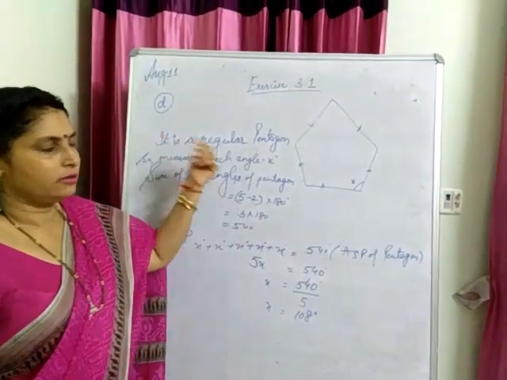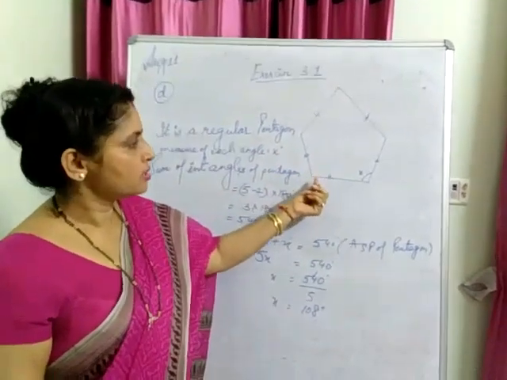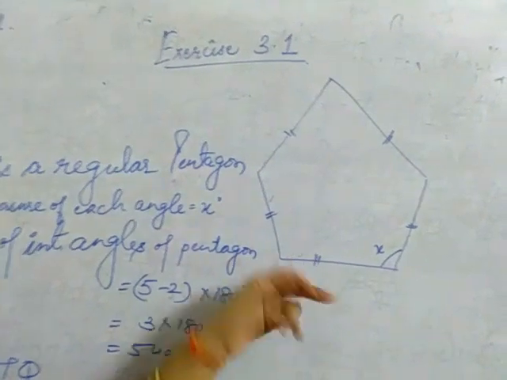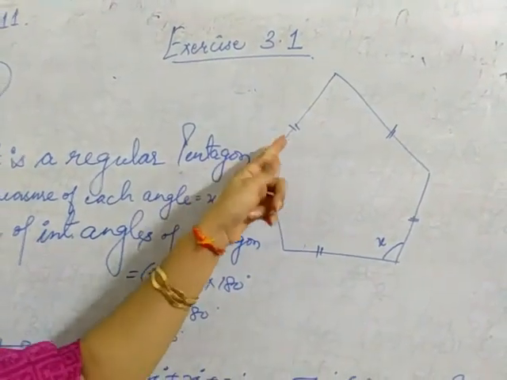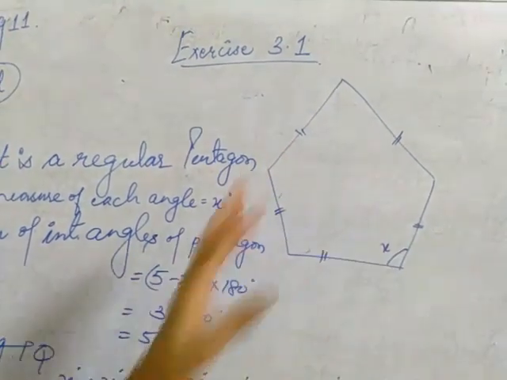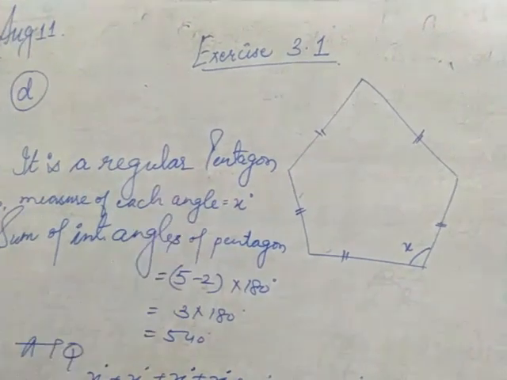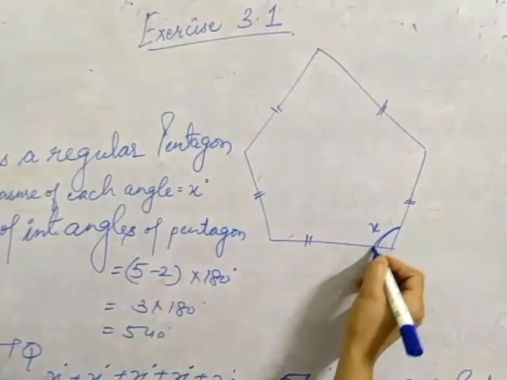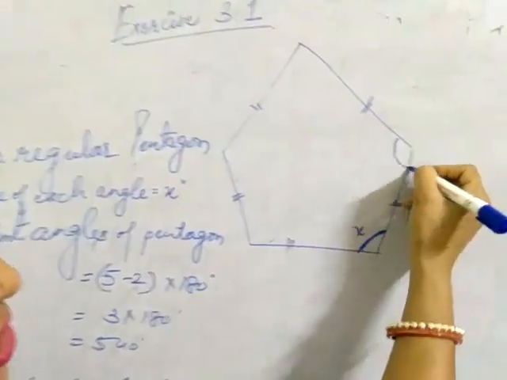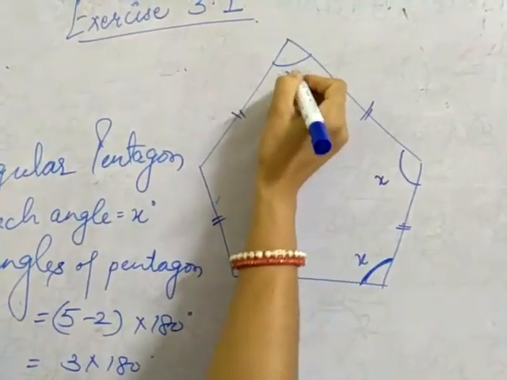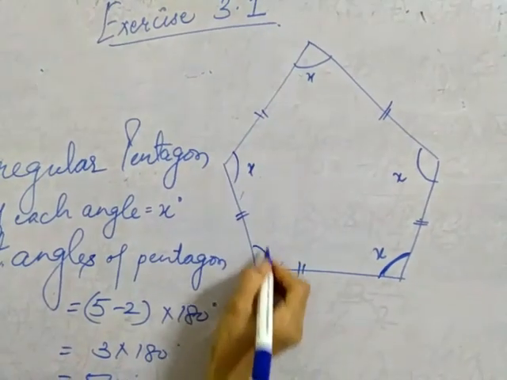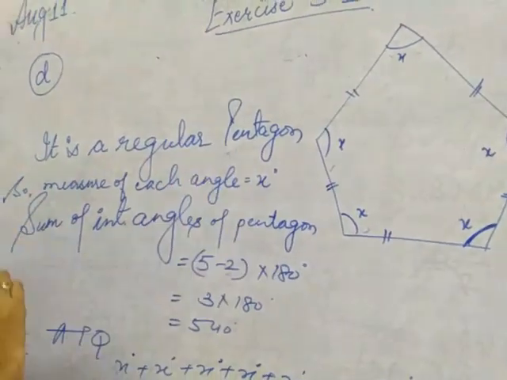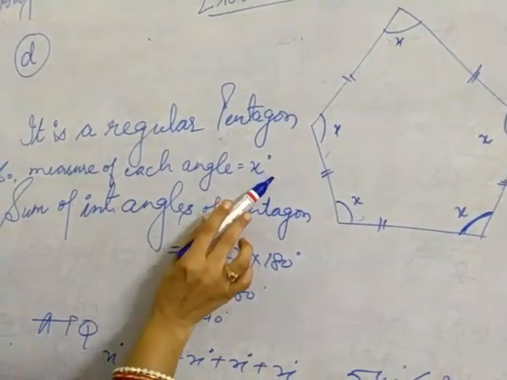Then the D part, this is the figure given to you. Now you can see in the figure that it's mentioned that all sides are equal. Now again it's a pentagon because it has 5 sides and all 5 sides are equal. So it's a regular pentagon. Now if it is a regular pentagon and one of the angles is given to you as x, so we can say that this angle is also x, this one is also x, this one is also x and this one is also x. So it's a regular pentagon, the measure of each angle is equal to x.